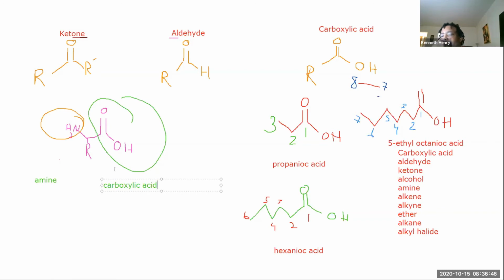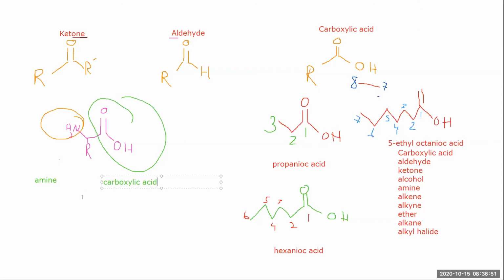Carbonic acid is a different type of acid. I'll show you that later on. Gosh, who came up with these names? Okay, so together, amine, carboxylic acid, we get the name. Oh, amino acid. Okay, so that's what an amino acid is, right? So this is the functional group for amino acids.